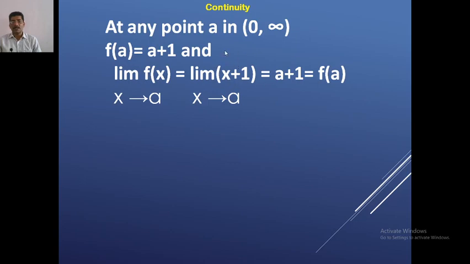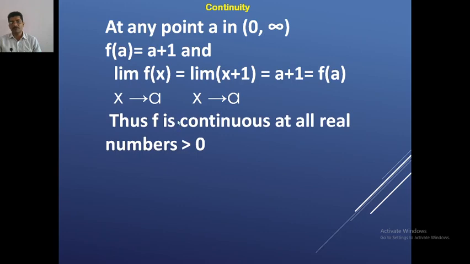Here a belongs to the open interval 0 to infinity. The function is x plus 1. The limit of x plus 1 as x tends to a is equal to a plus 1. That value is equal to f of a. It means the limit of f of x as x tends to a is equal to f of a. Therefore, by definition of continuity, f is continuous at all real numbers greater than 0.